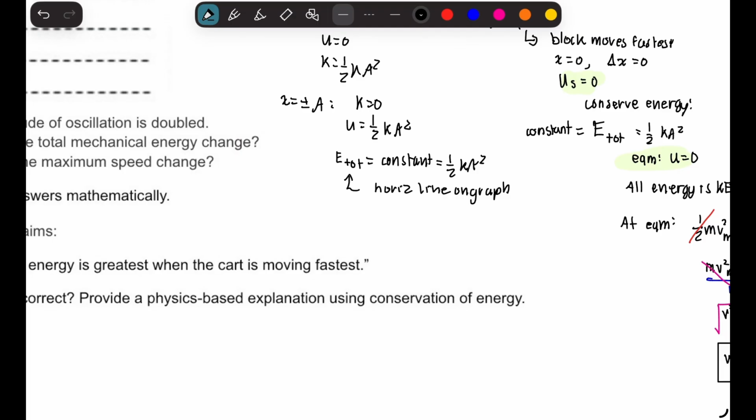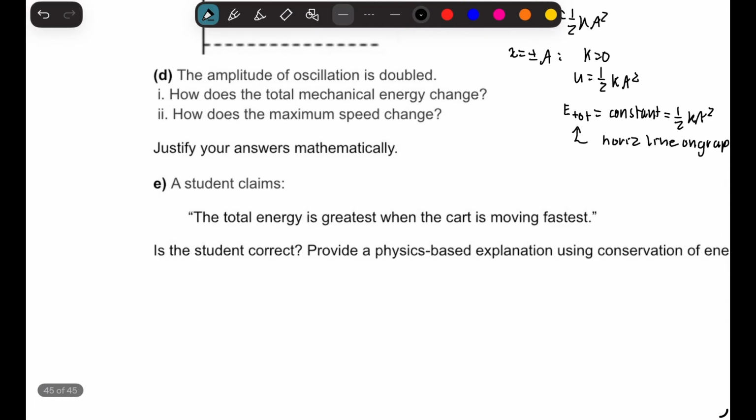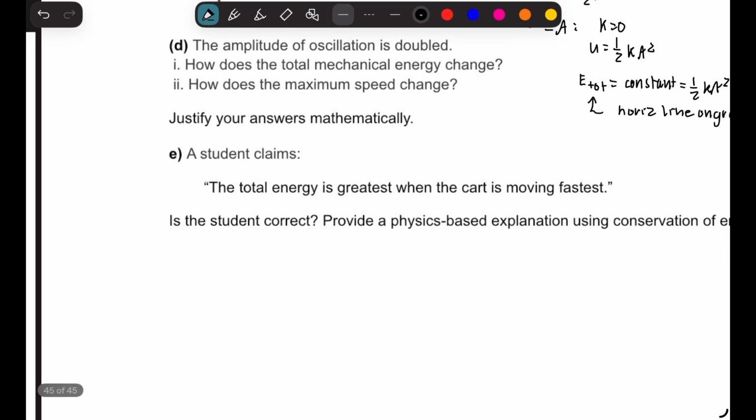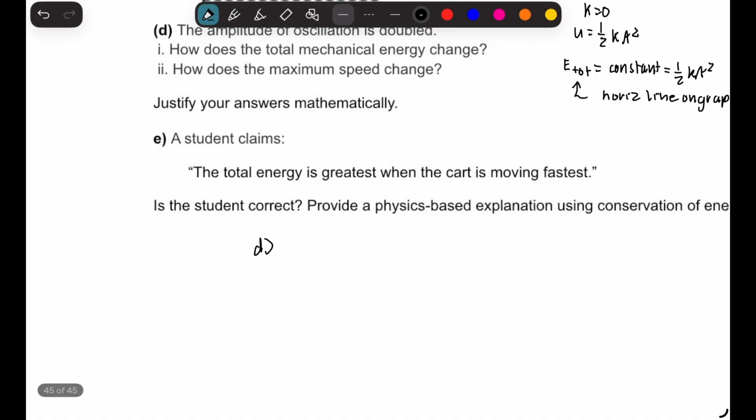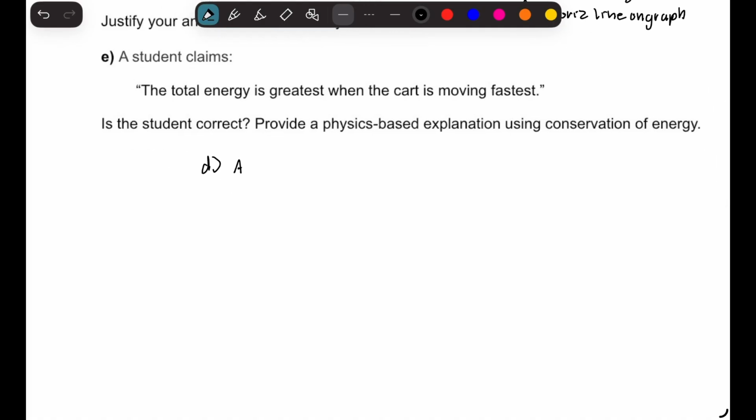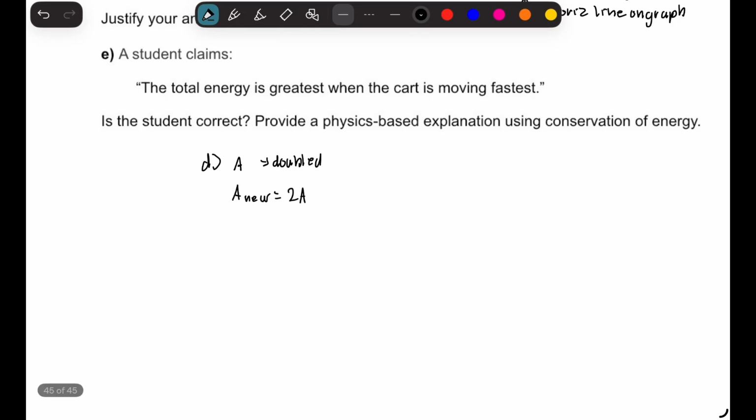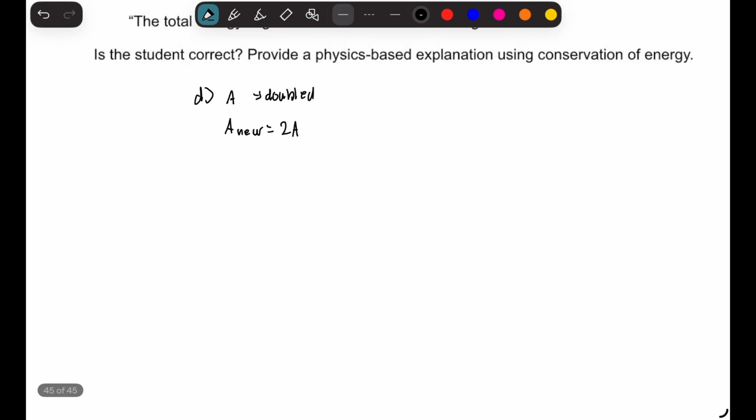So now let's move on to our next part. The amplitude of the oscillation is doubled. How does the total mechanical energy change? And how does the maximum speed change? So if the amplitude is doubled, you're going to have your new amplitude equal to 2A. So how does your mechanical energy change?